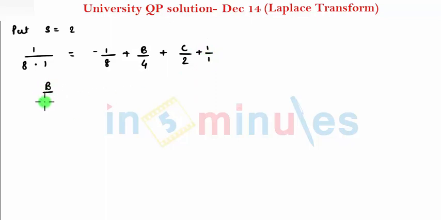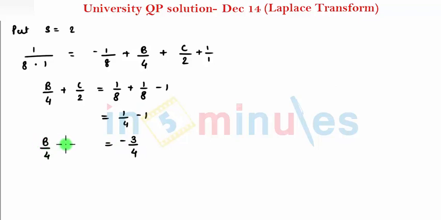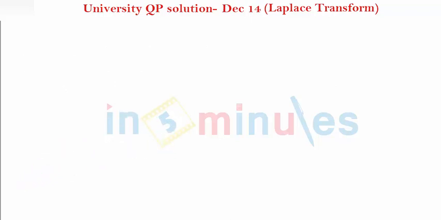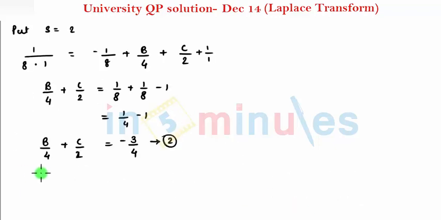I can write b by 4 plus c by 2 is equal to 1 by 8 plus 1 by 8 minus 1. So this becomes 2 by 8, 1 by 4 minus 1, so that becomes minus 3 by 4. So b by 4 plus c by 2 equals minus 3 by 4. I can say this is the second equation. Equations number 1 and 2 you can solve simultaneously and find b and c.